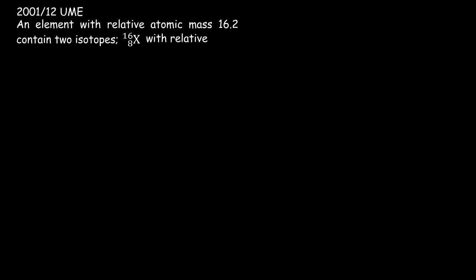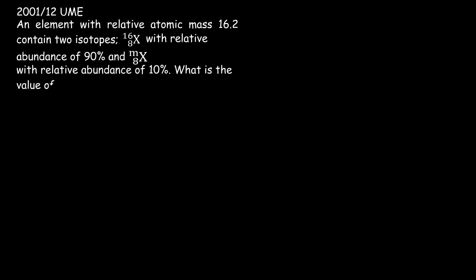We have another example from UME 2001. It states that an element with relative atomic mass 16.2 contains two isotopes, 16S and mS, with relative abundance of 90% and 10% respectively. What is the value of m?